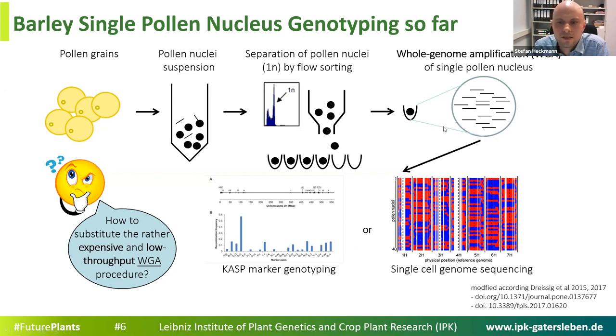However, this is also a low throughput and rather expensive procedure. So we asked if we could substitute this expensive whole genome amplification to increase the throughput and also to decrease the cost. With this idea, we came into contact with Stilla, and Jay started her PhD, to see whether we could use Crystal Digital PCR to genotype individual haploid pollen nuclei.